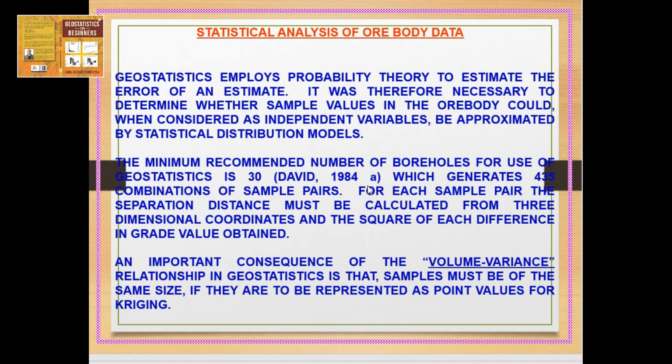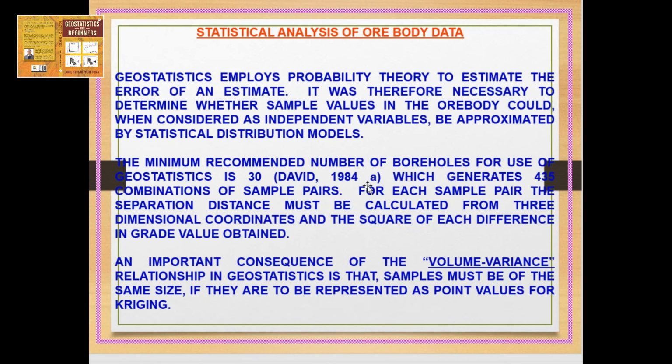The minimum recommended number of boreholes for use of geostatistics is 30, as explained by David in 1984A, which generates 435 combinations of sample pairs. For each sample pair, the separation distance must be calculated from 3-dimensional coordinates and the square of each difference in grade value obtained. An important consequence of the volume variance relationship in geostatistics is that samples must be of the same size if they are to be represented as point values for kriging.